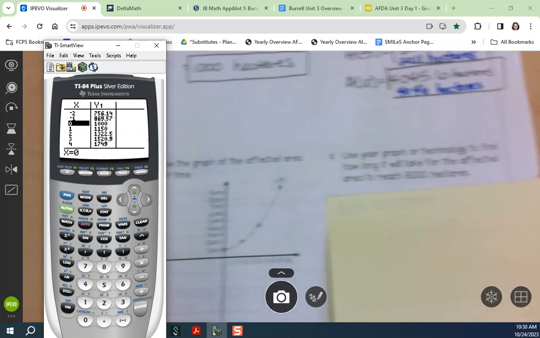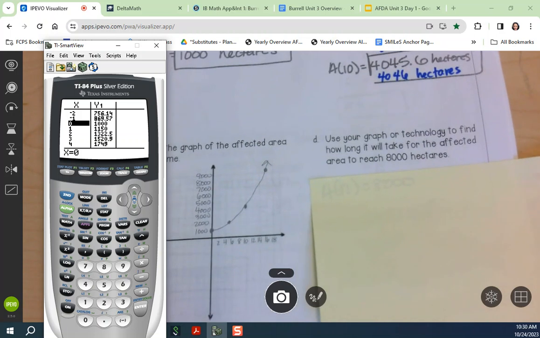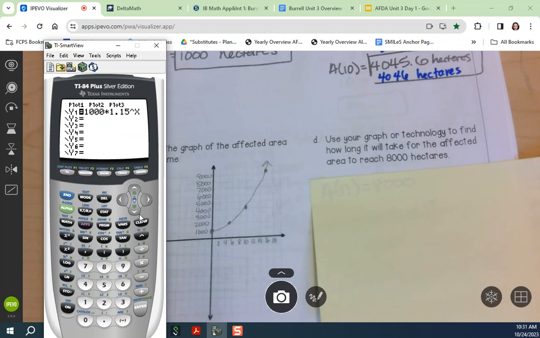All right, so for part D, it says use your graph or technology to find out how long it will take for the affected area to reach 8,000 hectares. So would 8,000 be an x value or a y value on this graph? A y value. So you can just set y equal to that on the next line. So we want to know when the y is going to be 8,000.